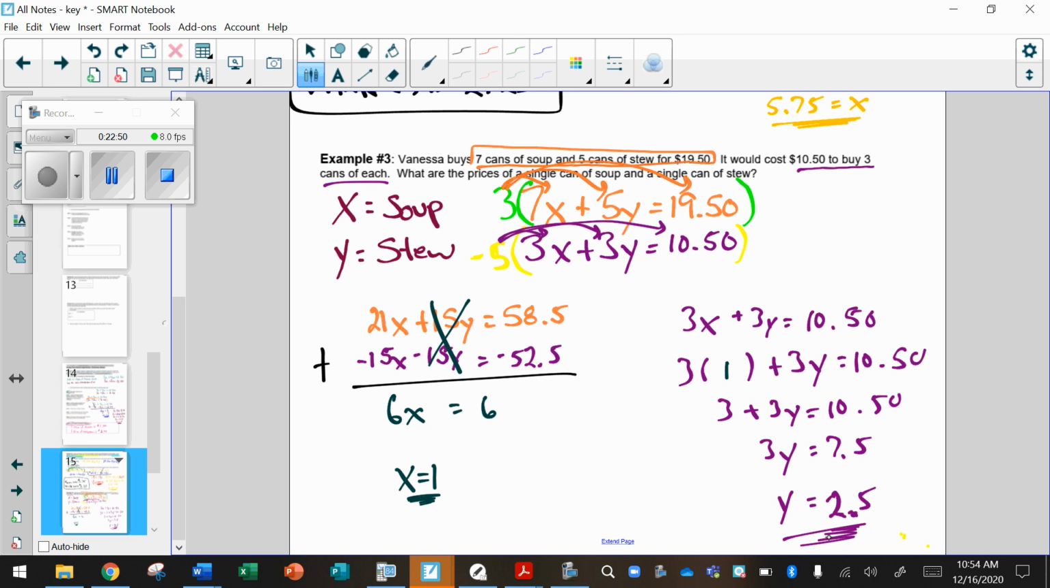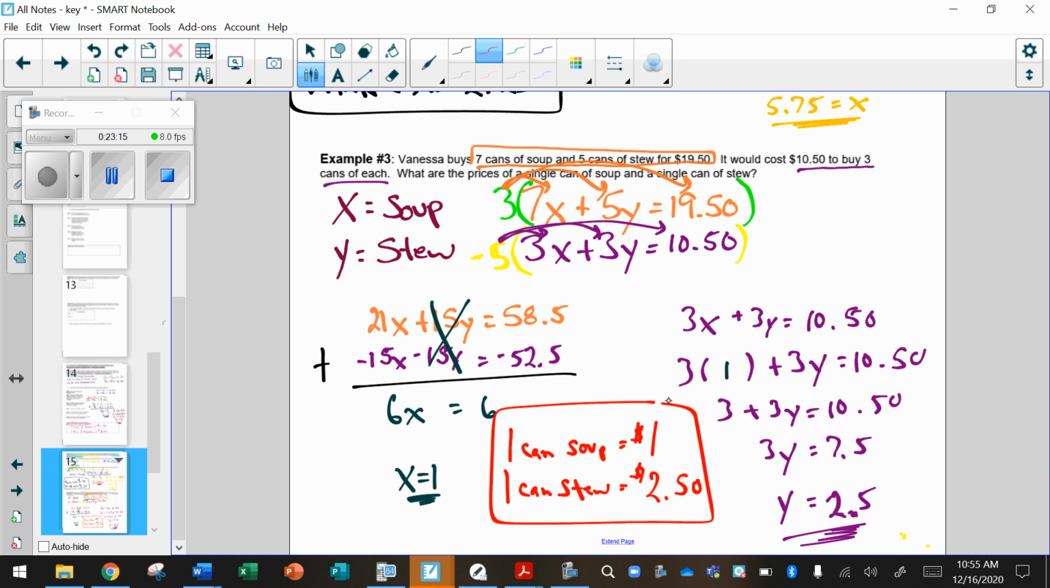And of course, we are going to remember that our word problem needs word answers. So 1 can of soup equals $1. 1 can of stew is 2.5, which is $2.50. That's our final answer. And those are all of our examples, guys.